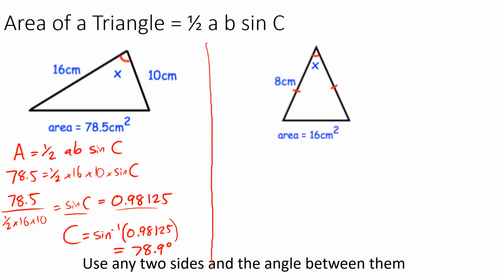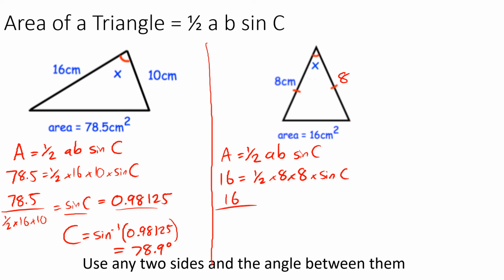What about if we apply the same thing over here? What's different here? Well, this is an isosceles triangle. You can tell because of the matching sides. So if this is 8, then this is going to be 8 as well. So the first thing we do is recognize that. We're after an angle, we've got an area. So again, let's set up the formula. Half AB sine C. Fill in what we know. Area is 16. Two sides are both 8. And the angle in between them we don't know.